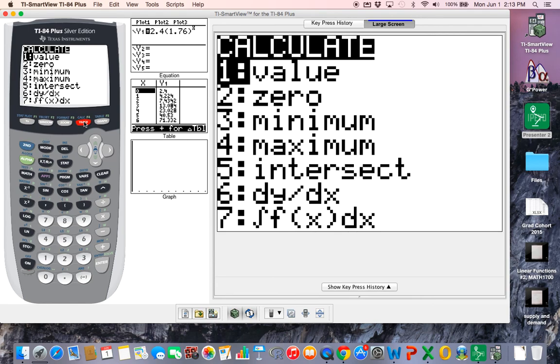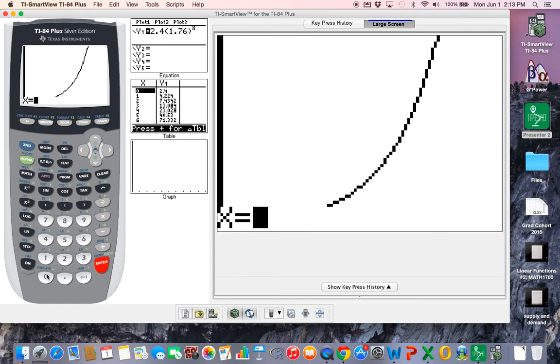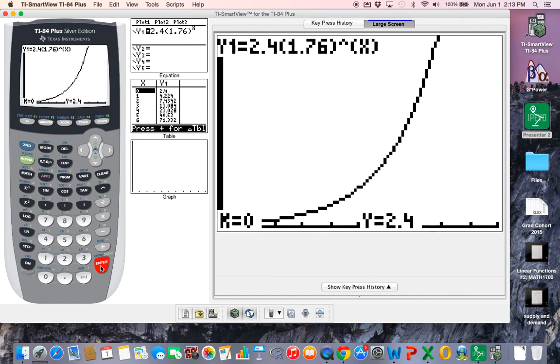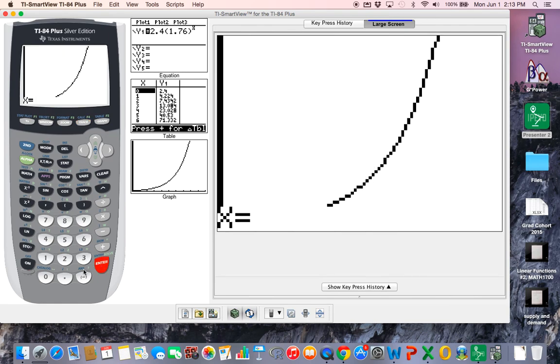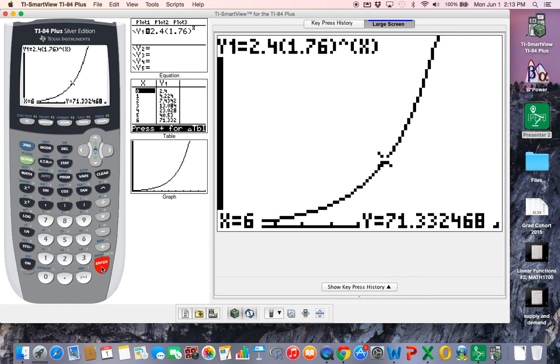So let's go calc and try out our 0. Should get something close to 2.4. We did. And go calc again. And let's put in 6, and we should get something close to 72.4, which is actually off a little bit. And that's not cool, but what happened is we rounded that 1.76 to two places, and if we had rounded it further out, we would have got a much better answer.